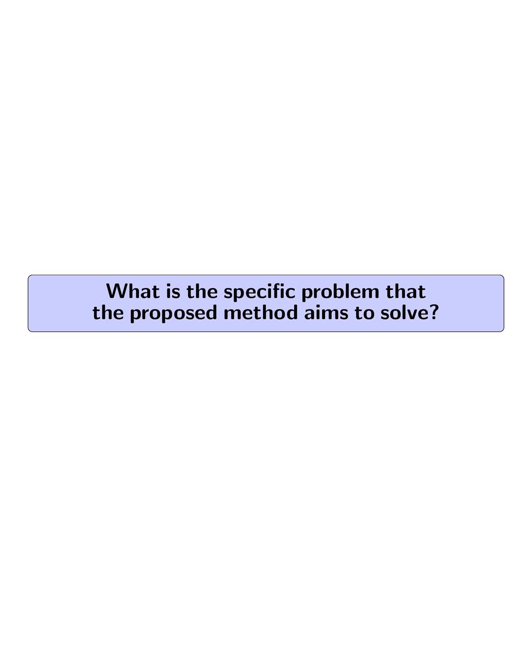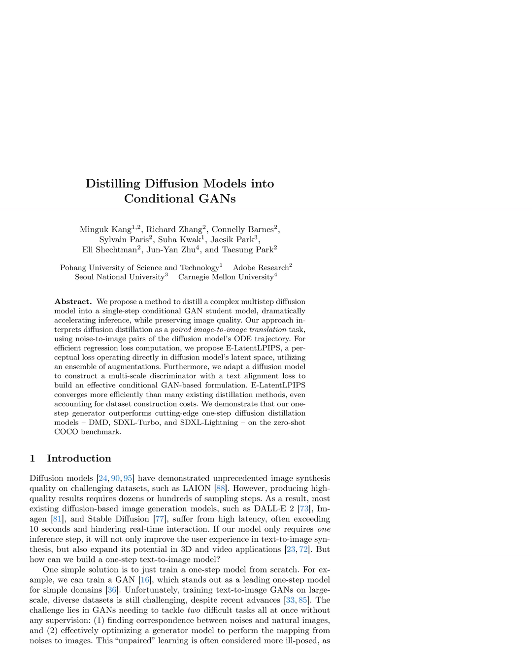What is the specific problem that the proposed method aims to solve? The specific problem that the proposed method aims to solve is the high latency issue in existing diffusion-based image generation models, such as DALL-E 2, Imagen, and Stable Diffusion, which require dozens or hundreds of sampling steps, resulting in latency often exceeding 10 seconds and hindering real-time interaction.